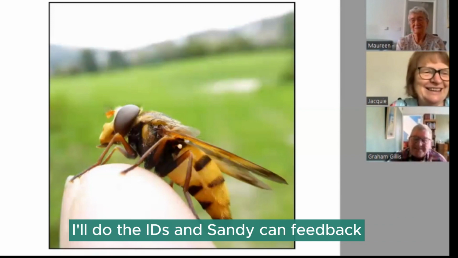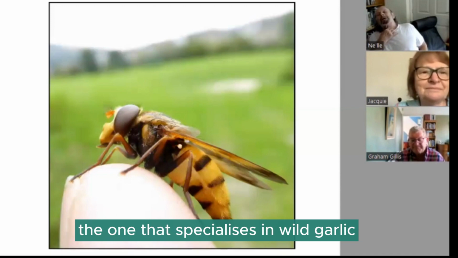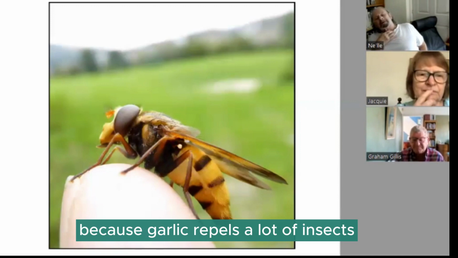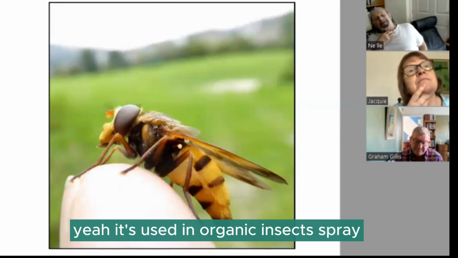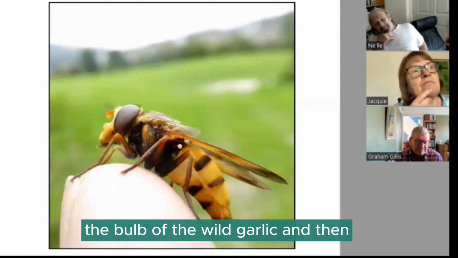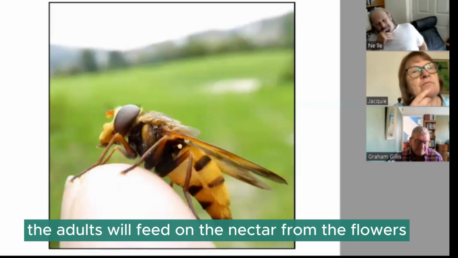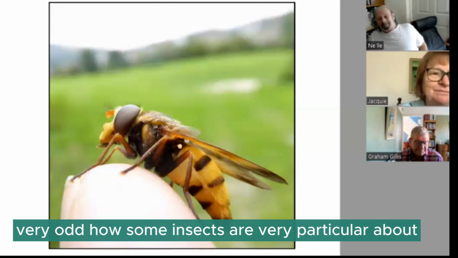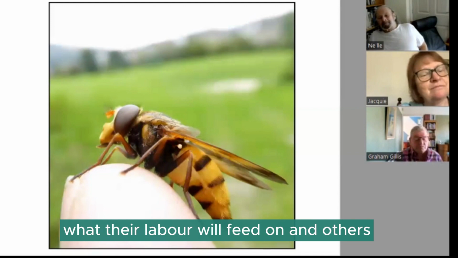The one that specialises in wild garlic. Yes, Stephen. I would have thought that's what it feeds on, because garlic repels a lot of insects. Yeah, in fact, it's used in organic insect spray. Well, it's the larvae that feed on the bulb of the wild garlic. Then the adults will feed on the nectar from the flowers. It's fascinating, isn't it? It's very odd how some insects are very particular about what their larvae will feed on, and others are much more generalist.